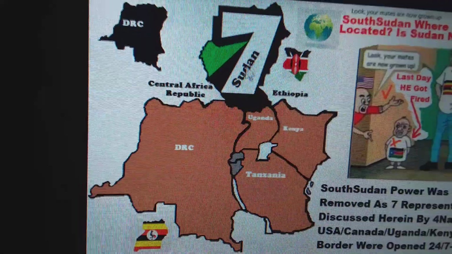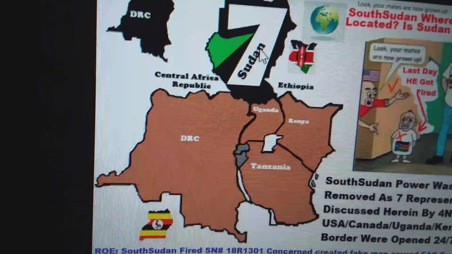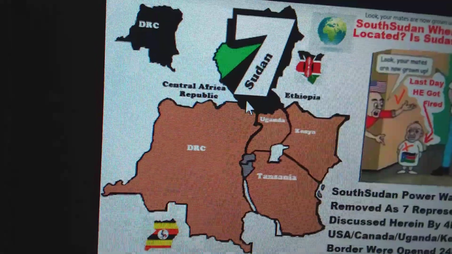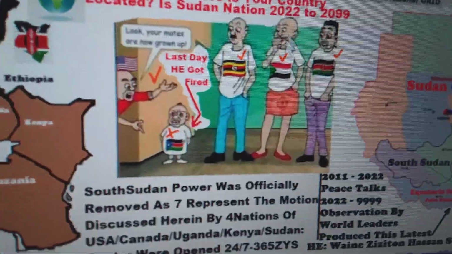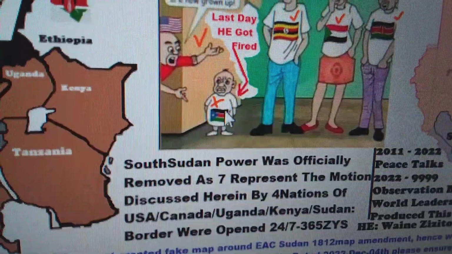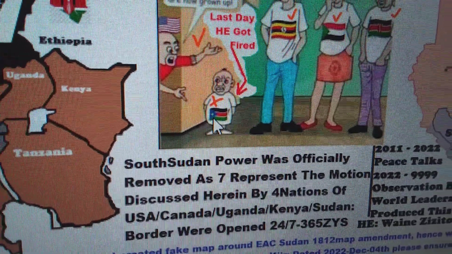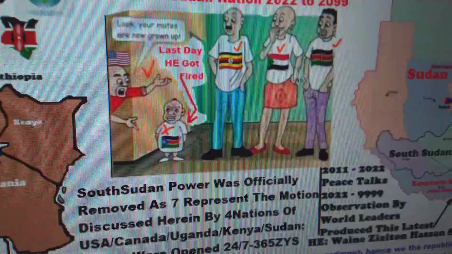Now this is how our map is going to look. Okay, the Sudan map is going to look like this. Okay, this is what we have here. So no more South Sudan, and you can see here, this is the last day he got fired. South Sudan is this guy here who got fired, and you can see this is Uganda, this is Sudan, this is Kenya.